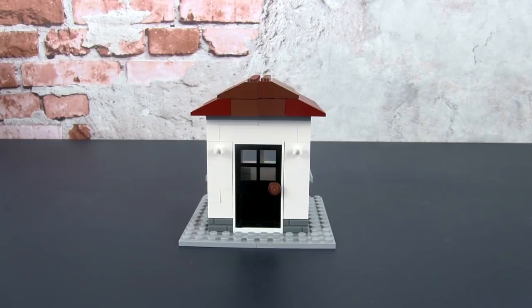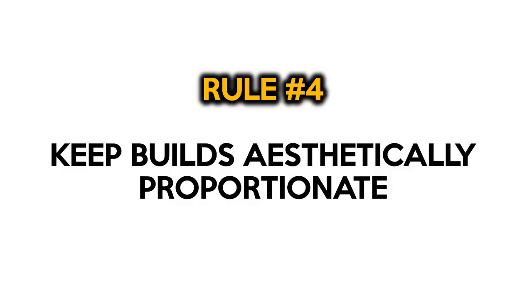Now with the oversized base plate that the builder is built on, and now you have the roof which overhangs over the house itself, and we also have the modified rail plates, I think this just gives so much more texture and makes it much more interesting. So that's the other rule, and that's rule number 4, and that is to keep your builds aesthetically proportionate. So I hope you enjoy this.